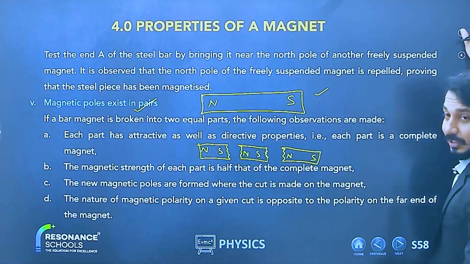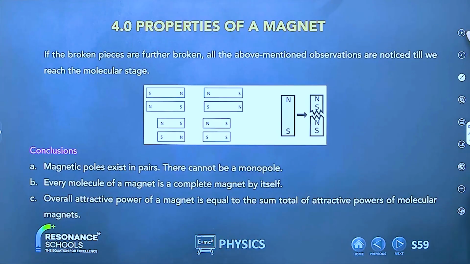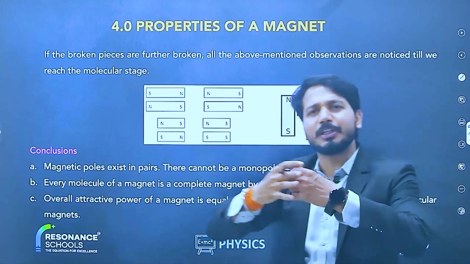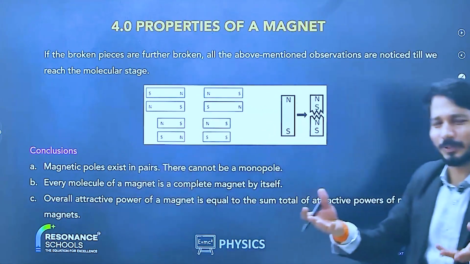So we have come and learned about 5 properties of a magnet. Moving ahead, the conclusion is the same as the part I have told you. If you are dropping a magnet and it is breaking into pieces, then every piece will have its north and south direction. That's it. Very simple.